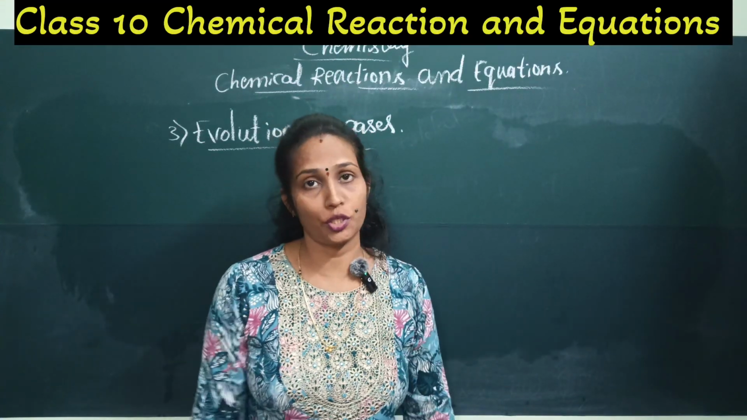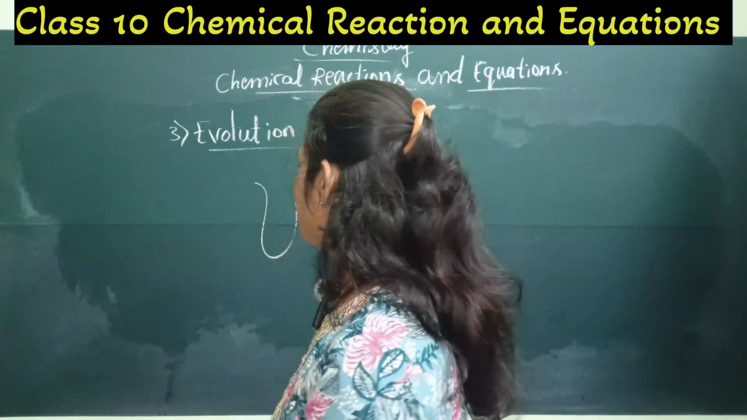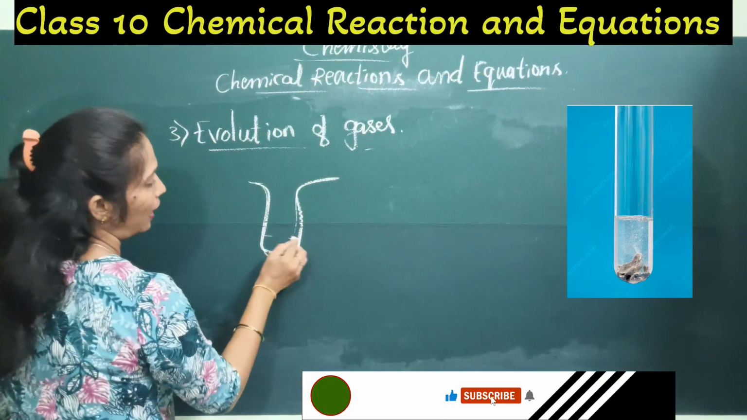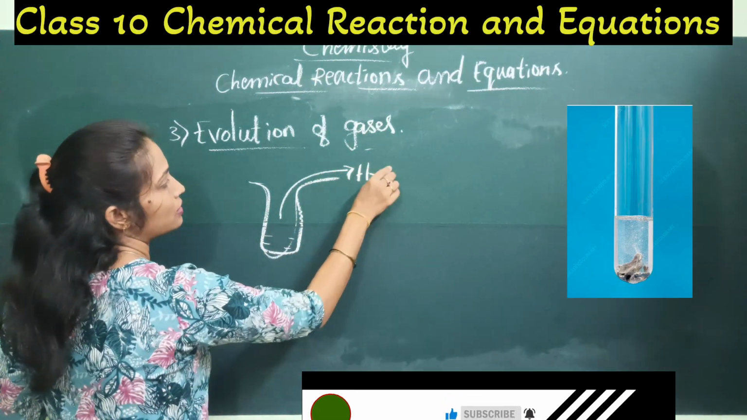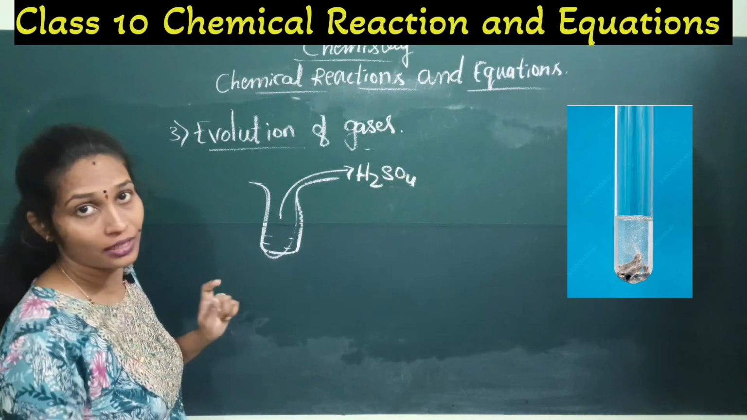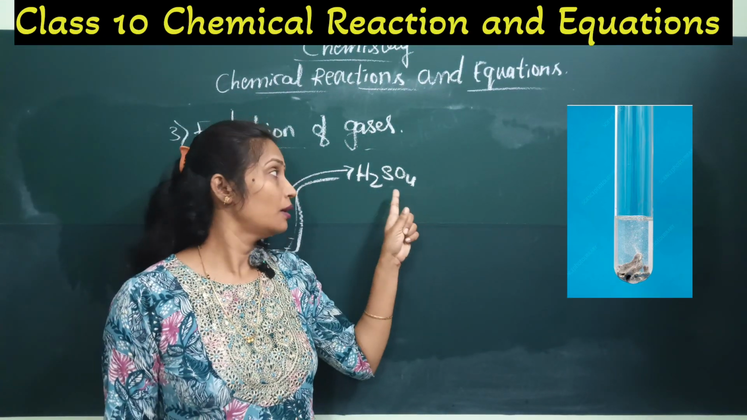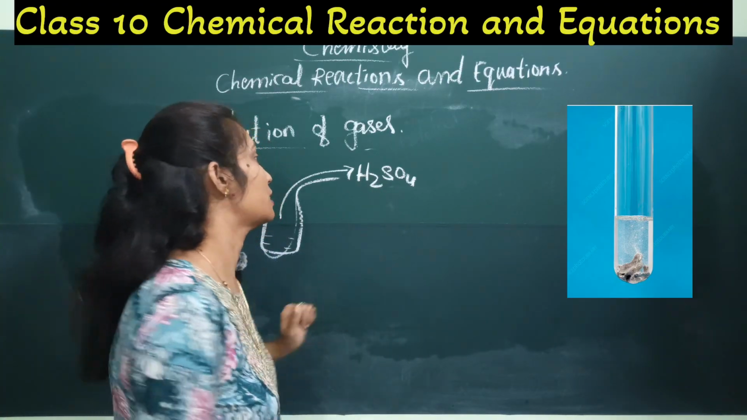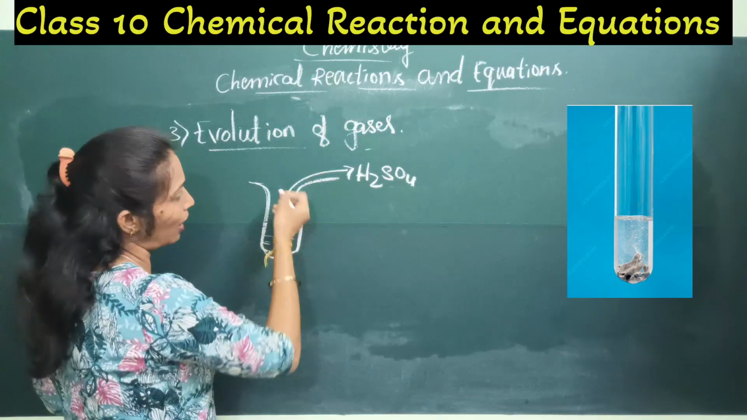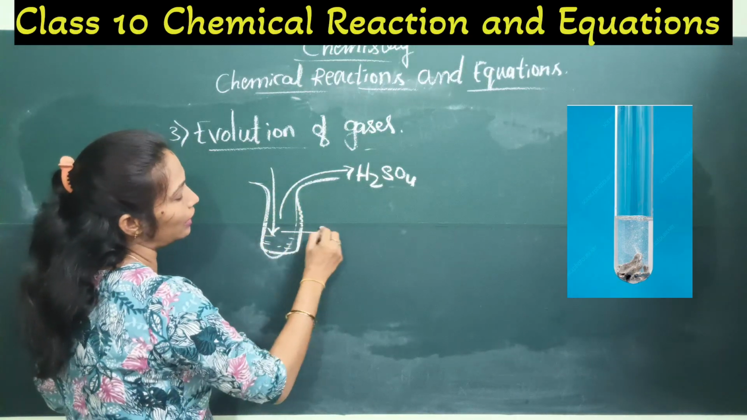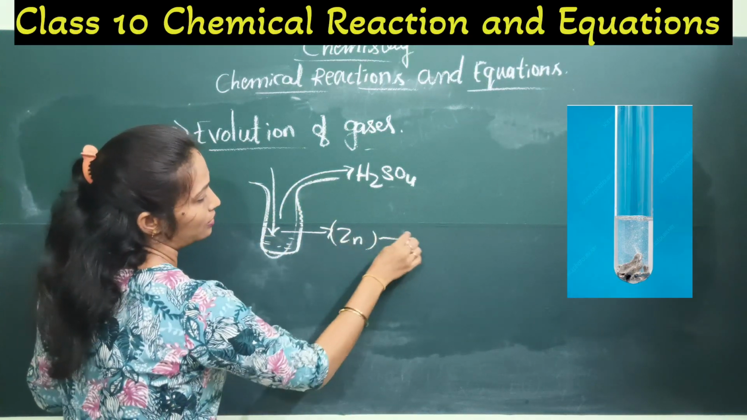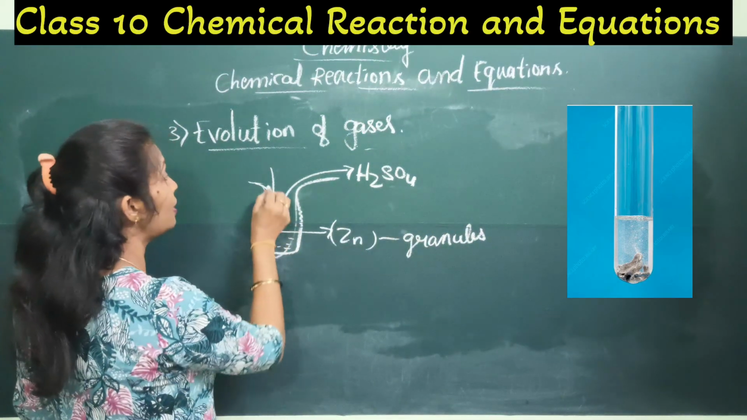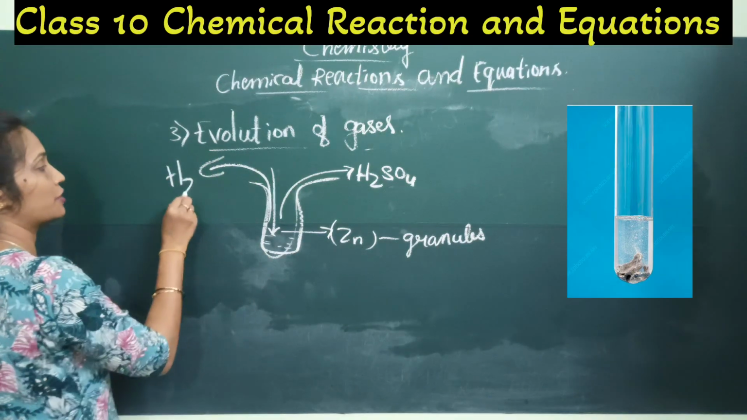Okay, the third one is evolution of gases. For this, take one test tube. In this test tube, add some sulfuric acid. I hope you all remember this very exothermic acid. Just remember this one, this is sulfuric acid. Here, I'm adding some zinc granules, guys. Granules means small pieces, and there is a liberation of hydrogen.